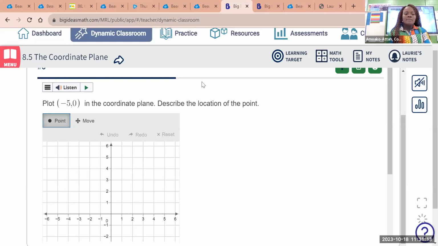So we are plotting -5, 0 in the coordinate plane. Then we describe the location of the point. So -5 on the x-axis means 5 units to the left from the origin. So we have 1, 2, 3, 4, 5, and 0 is on the line. So this is the point -5, 0, and which location can you find this in?